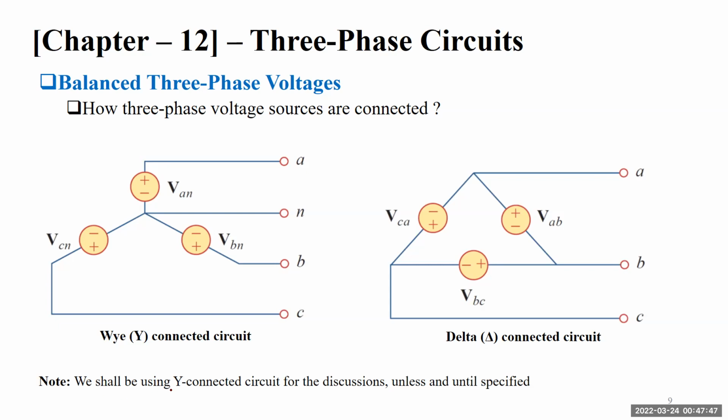Again, note that we shall be using Y connected circuits for discussion unless specified. This is one thing that your book is talking about: whenever your book gives an example or talks about something, it considers that we are talking about a Y connected system, unless specified. So if there is a question or some discussion specifically related to delta connected circuits, they will specify that now we are talking about delta connected circuits.